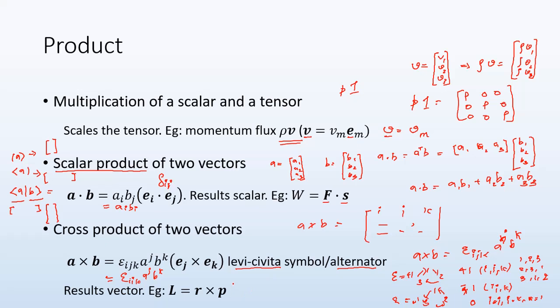An example for this is our angular momentum vector, where r cross p, the angular momentum vector, is calculated using the cross product, and the cross product of two vectors results in another vector in a dimension perpendicular to the initial vectors. Hope you are clear with what we have learned so far.